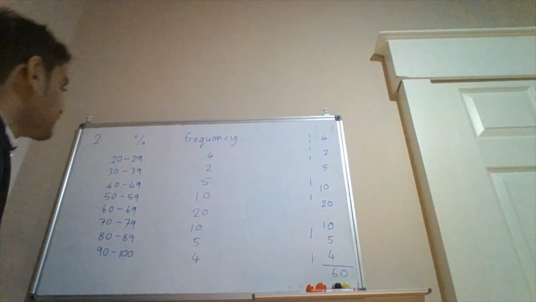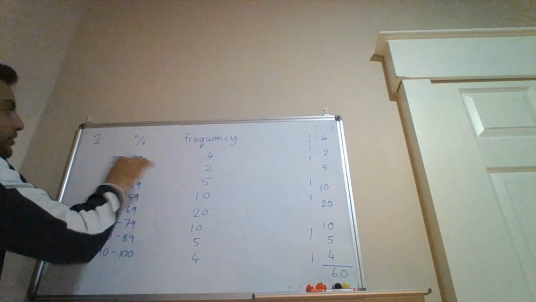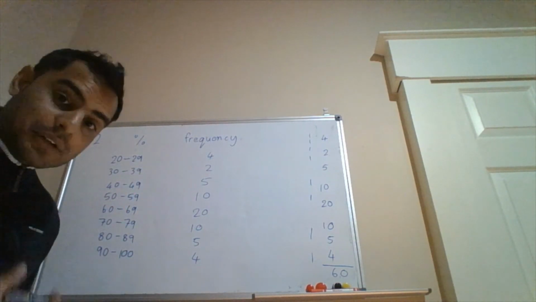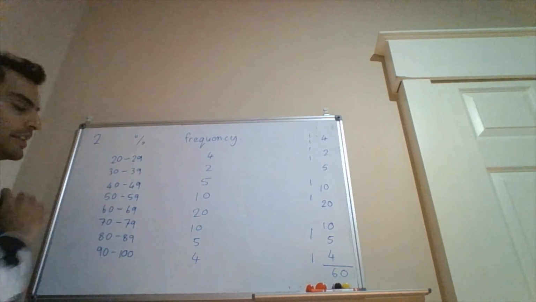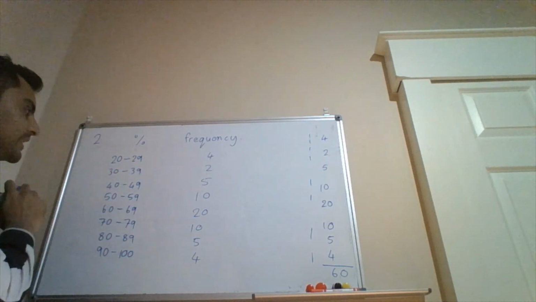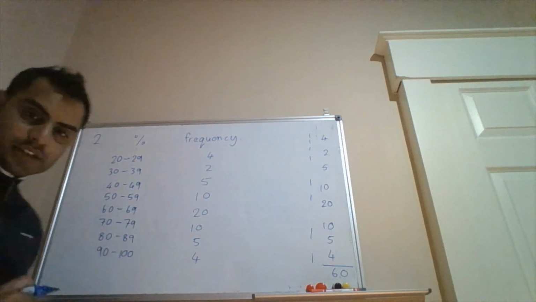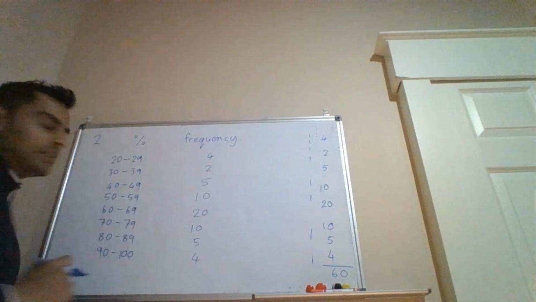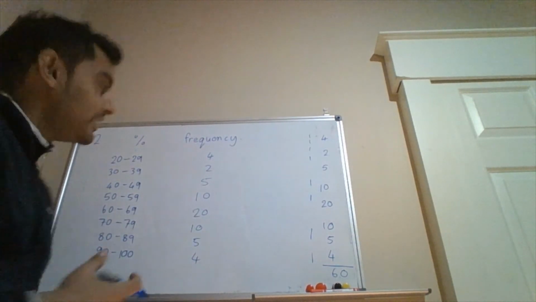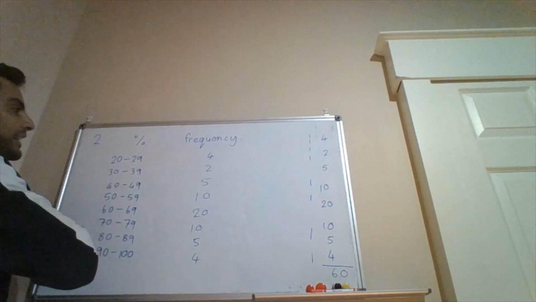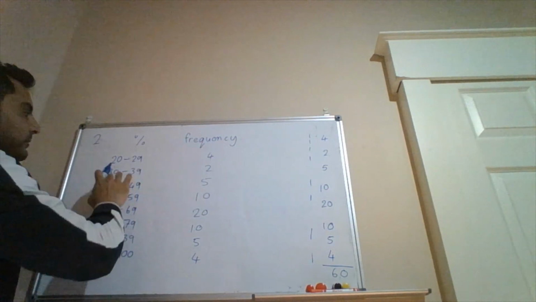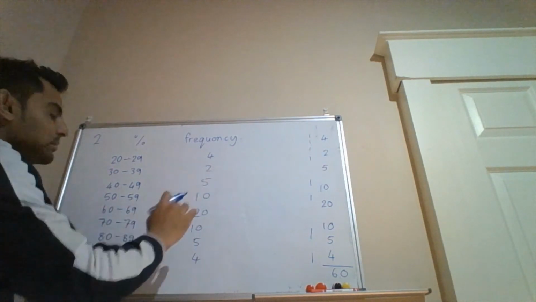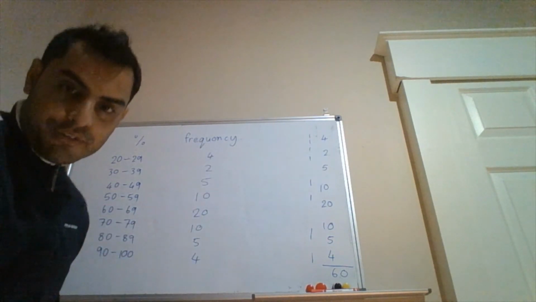So here is our frequency table. We've got 20 to 29, 30 to 39, and those are our percentages. So the first one is in the 20s, the second is the 30s, and so on until we get to the 90s. So I'm just going to copy down our tally from the stem and leaf plots. So for the 20s, 20 to 29, we had 4 people. 30 to 39, we had a 39 and a 39, so 2 people, and so on and so forth.